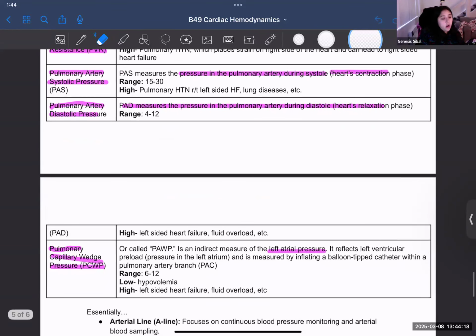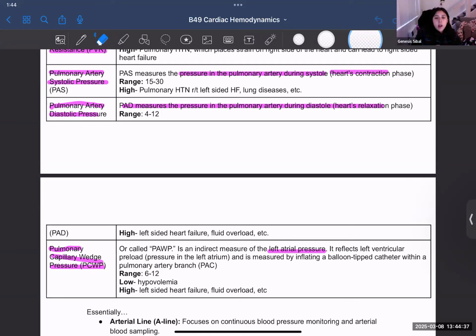So pulmonary artery systolic pressure. Now we're talking about the specific pressure within that, right? So pressure in the pulmonary artery during systole. It's almost like that's what the name is, so don't overthink that. Systolic pressure is basically the heart's contraction phase, because you know that systole is the heart contracting.